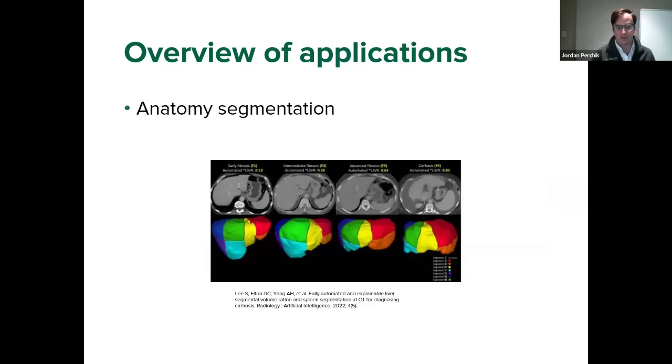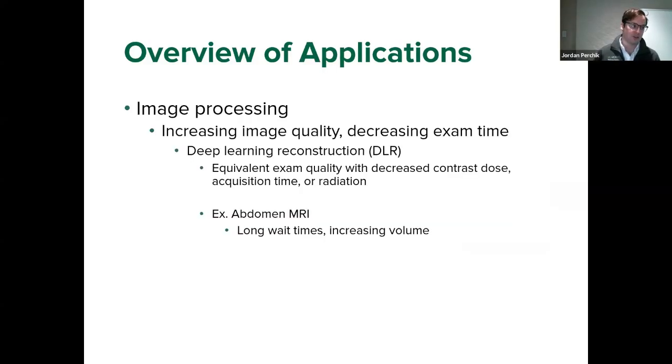And then we have our anatomy segmentations for patients with cirrhosis. That can be helpful for objectively determining cirrhosis, and it can also be helpful if you're planning surgery for HCC and trying to determine residual liver volume.